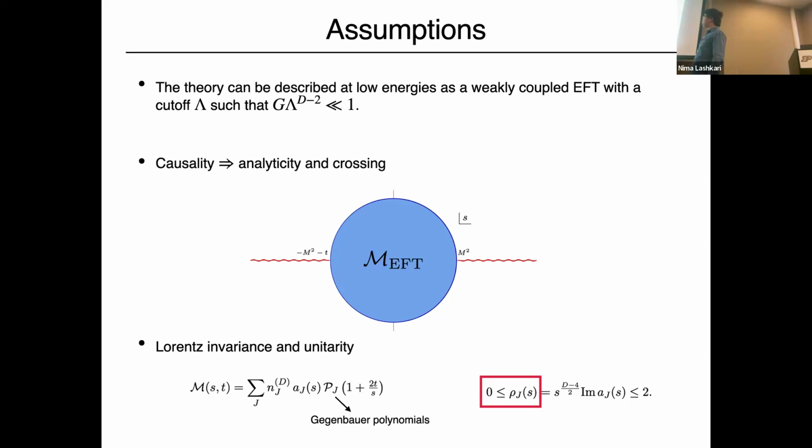So Lorentz invariance just means you can decompose your amplitude into partial waves. This P_J is what's called the partial wave, some function fixed by Lorentz symmetry. It's some Gegenbauer polynomials, okay? And it has some unknown coefficients, which we don't know. One thing we do know about this coefficient, this a_J, is that its imaginary part has to be positive, and that follows from unitarity.